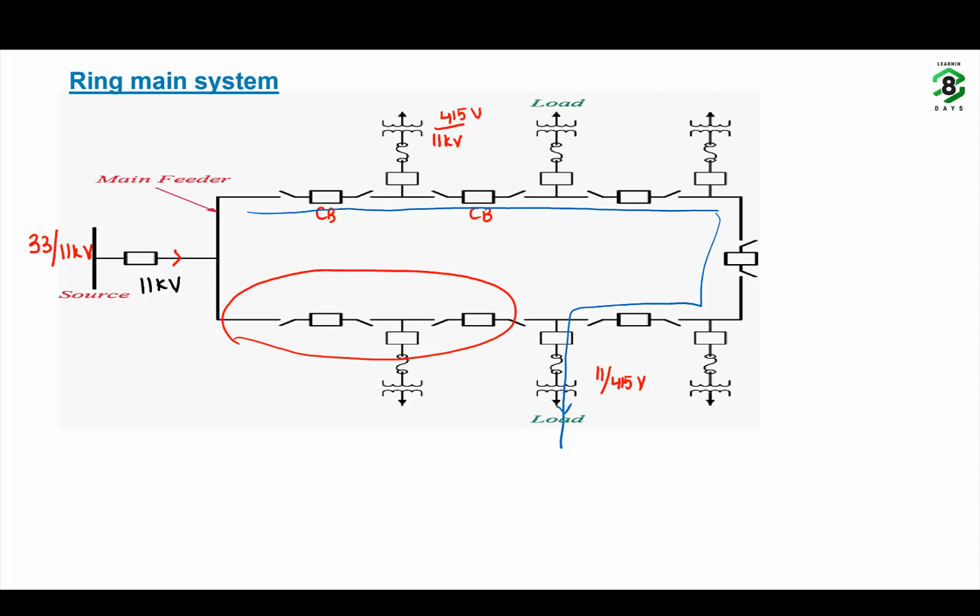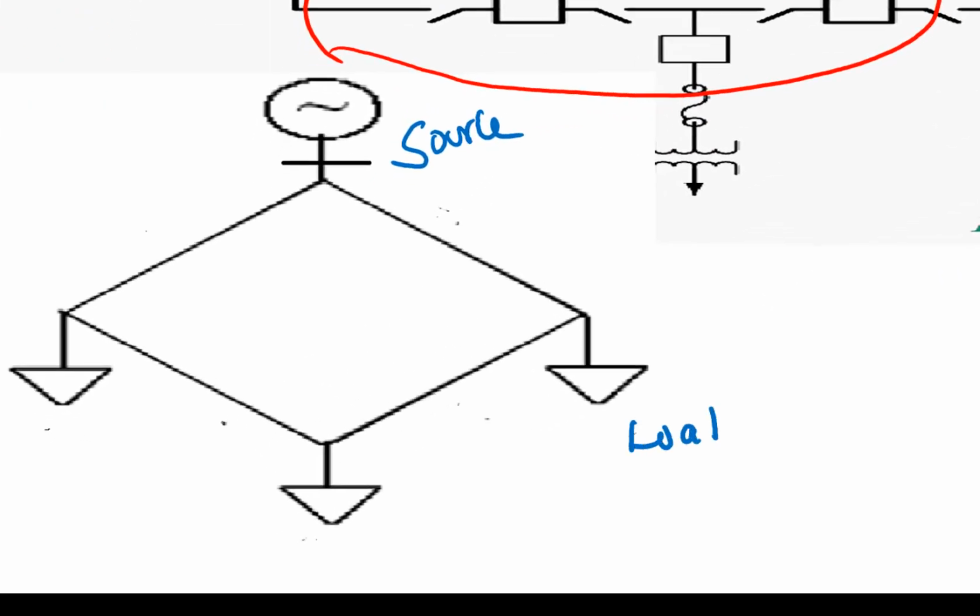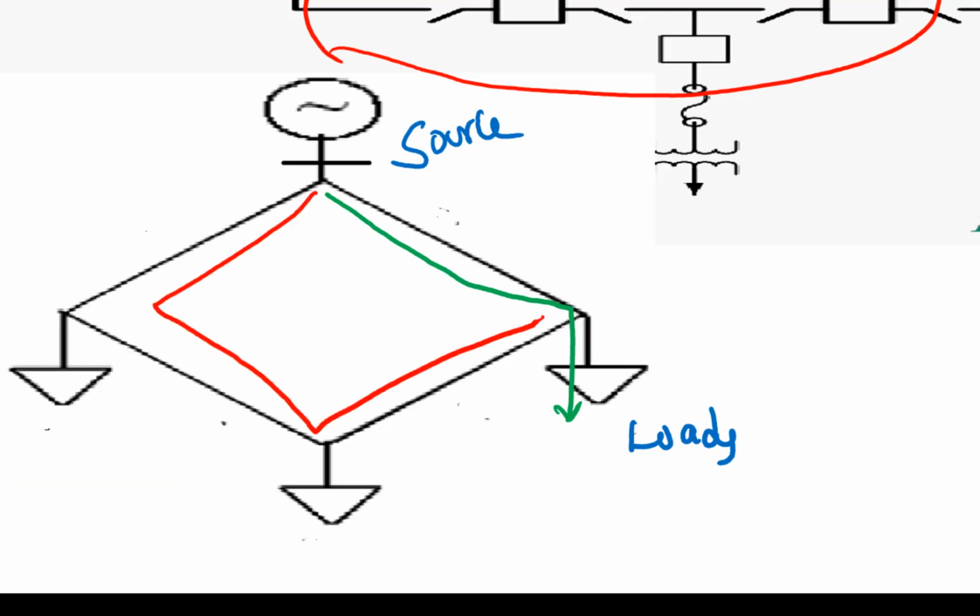The normal electrical circuit diagram that we use for the ring main system is this one, where this is the source and these are loads. So there exist two paths of supply to the load. Suppose this is the first path where this load can be fed, and there is one more path, path number 2, from which this load can be fed. This is a common diagram that we use to explain the ring main system.